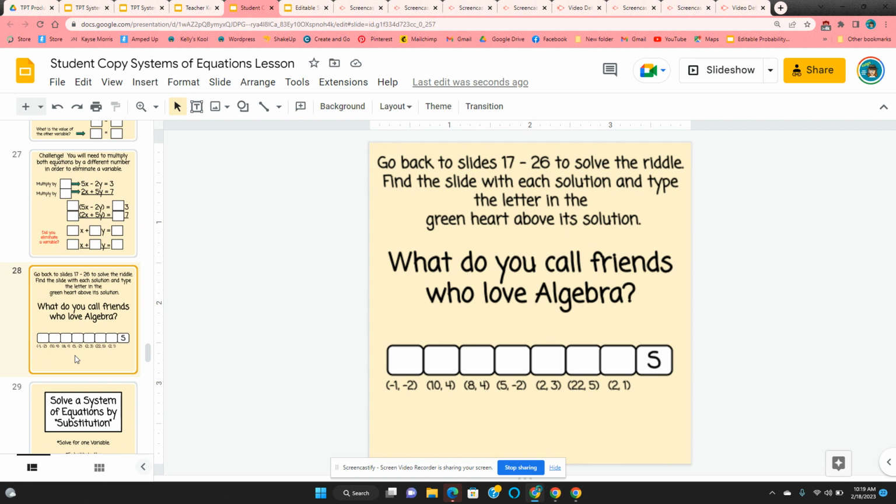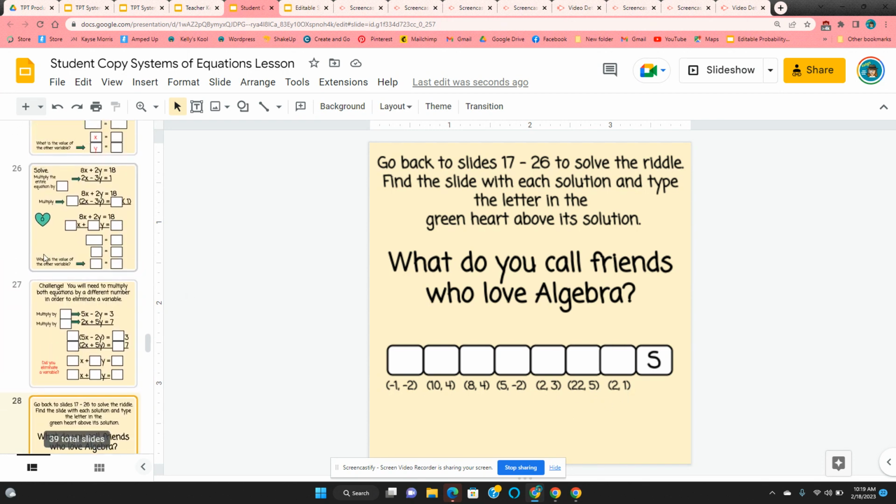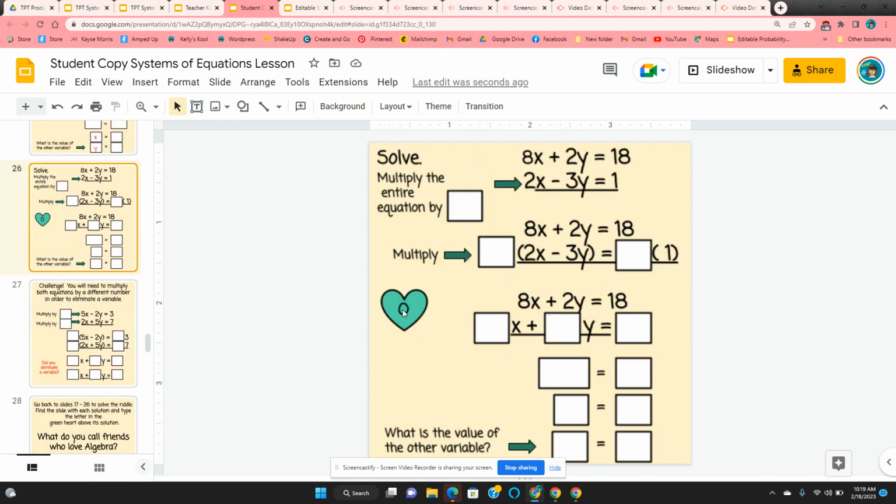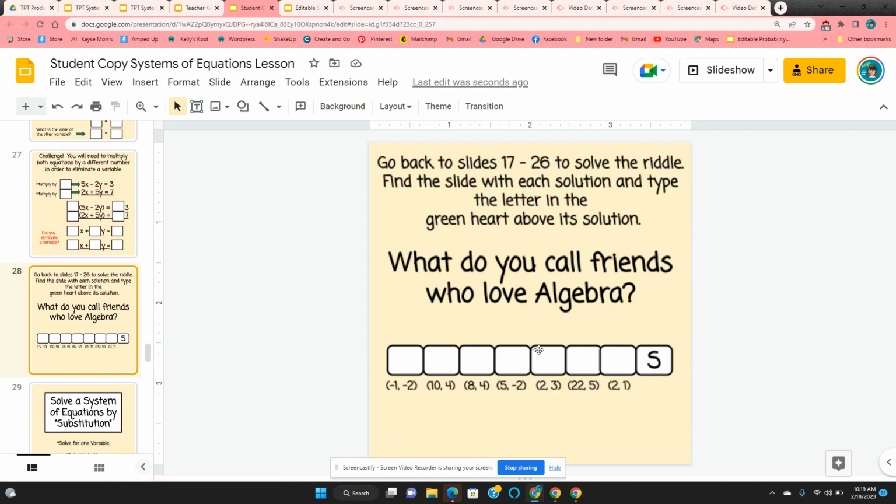Now when they get to slide 28, they're solving an algebra riddle. So they have to go through slides 17 through 26, find these solutions. So they should have come up with all of these solutions. When they find that slide with this solution, they're going to look and see what letter is in the green heart, and they're going to type that letter above the solution, and that will solve the riddle.